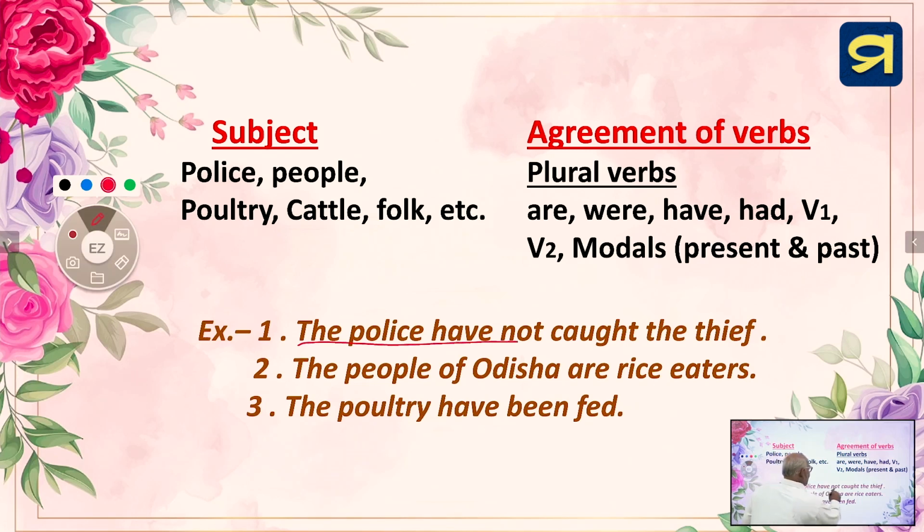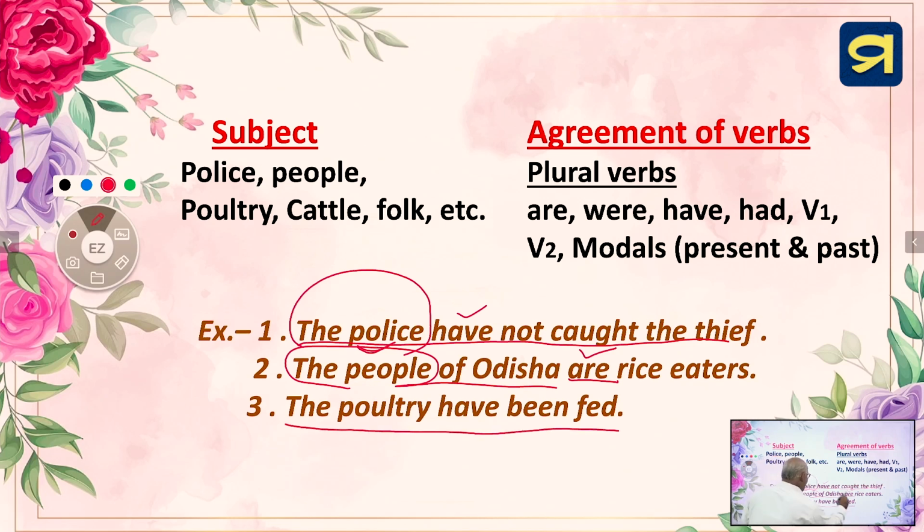The police have not caught the thief. Here the subject is the police, so it takes the plural verb have. Second example, the people of Odisha are rice eaters. So, the subject is the people of Odisha and the people is the head noun, so it takes the plural verb are. Example 3, the poultry have been fed. The poultry is the subject and it takes the plural verb have.